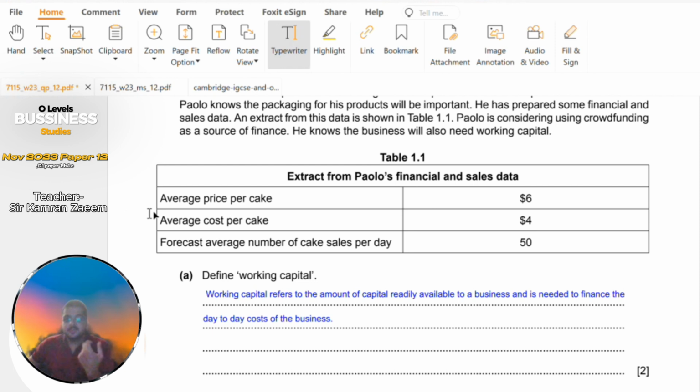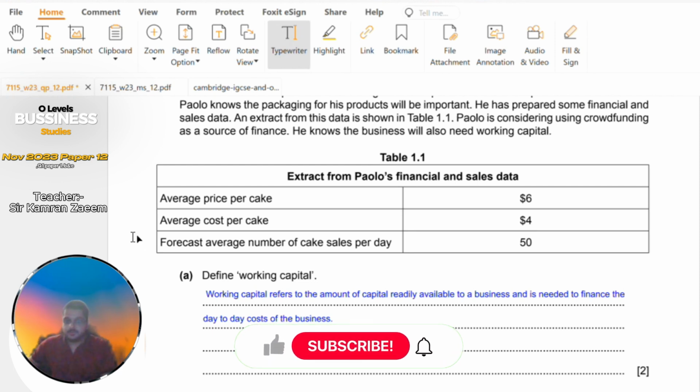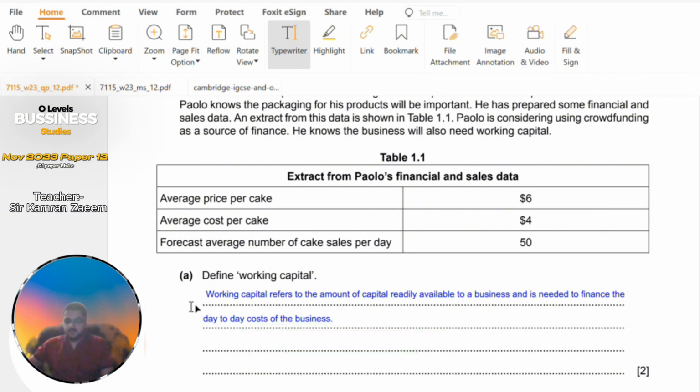So the average price per cake he plans to charge is $6, right? $6 per cake, $6 for 1 cake. And the average cost per cake is $4, which means the average cost to make 1 cake is $4, right? And then the forecast average number of cake sales per day is 50. What does that mean? It means that Paolo expects to sell 50 cakes in 1 day. He expects his sales to be 50 cakes per day.